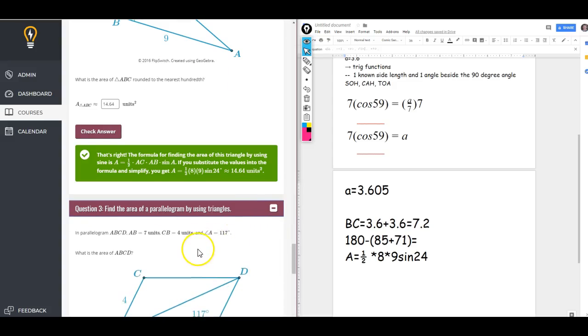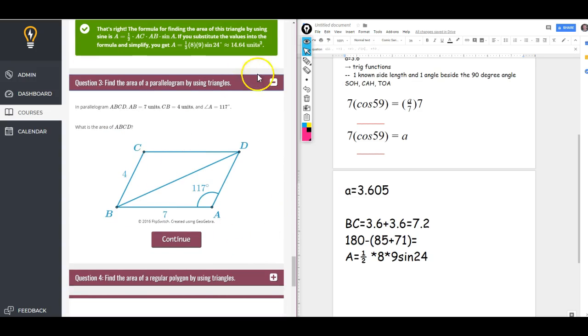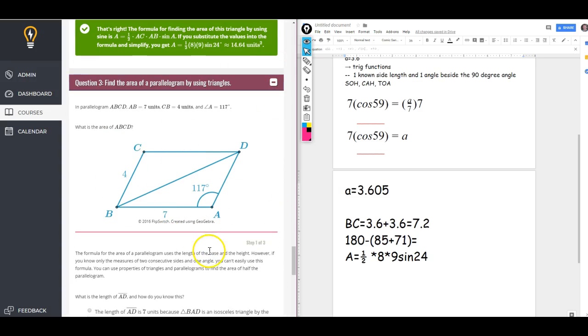So for question 3, we're finding the area of a parallelogram by using the triangles. In a parallelogram ABCD, the distance of AB is equal to 7 units, the distance of CB is equal to 4 units, and angle A is equal to 117 degrees. What is the area of ABCD?